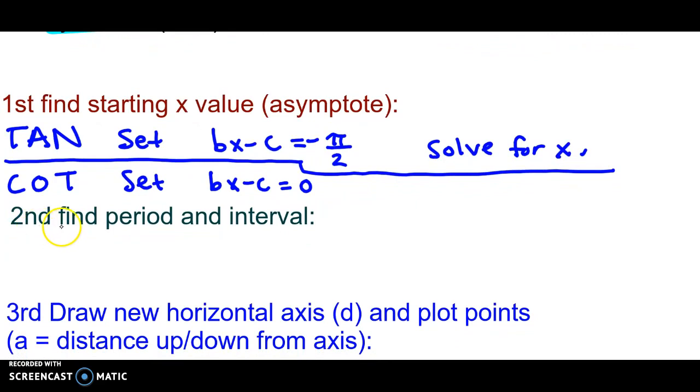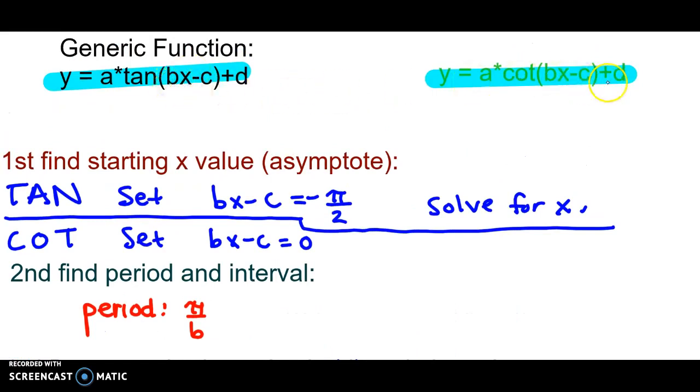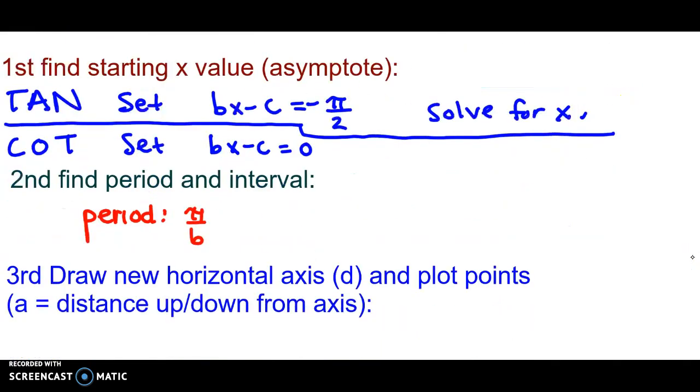Okay, second thing we want to do is find the period and intervals, right? We want to figure out how we can set those intervals. It is the same for tangent and cotangent this time. For the period, we're going to do pi divided by b. If you're wondering where b is, look at here. And then for the intervals, it's actually the same as before. It is the period, but divided into 4 intervals.